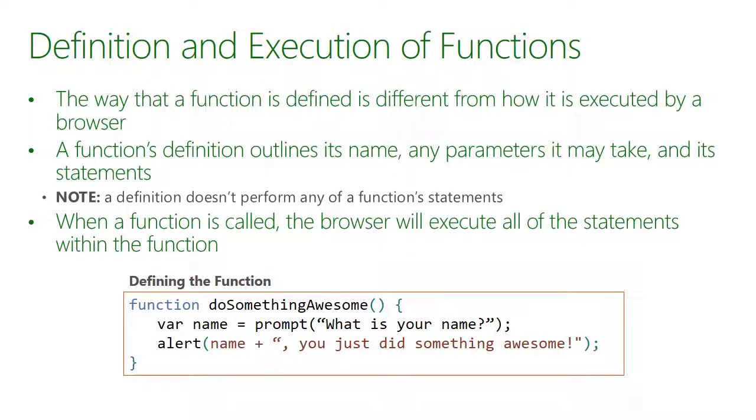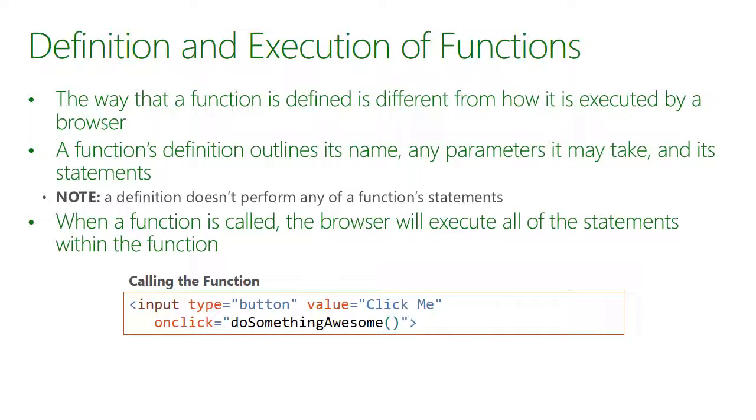Below we can see the function that we looked at previously, and this is the definition of the function. And so you're essentially here describing what it will do. When we call the function, we do it this way. We have an input type, so a button will be there on the page, which can then be clicked, and then on click, you'll basically call the function that's called doSomethingAwesome.